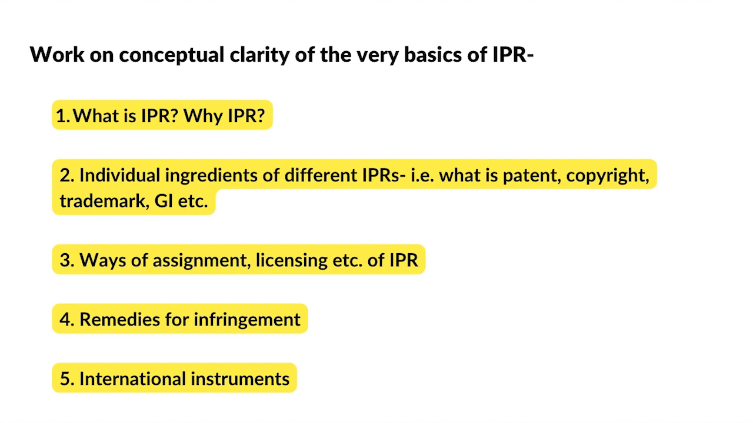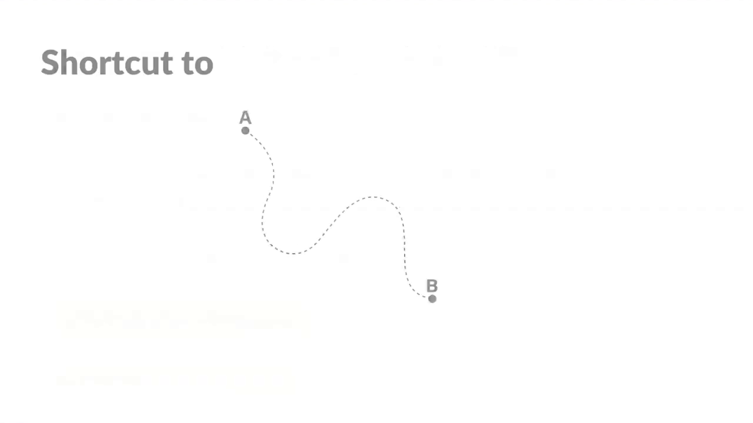Next, you need to know how can third parties use these IPRs. So you have to learn about the ways of assignment, how to license, etc. in IPR. Then you need to know the remedies for infringement, both common law remedies and statutory remedies available. And lastly, you need to know the important international instruments as exist on IPR.